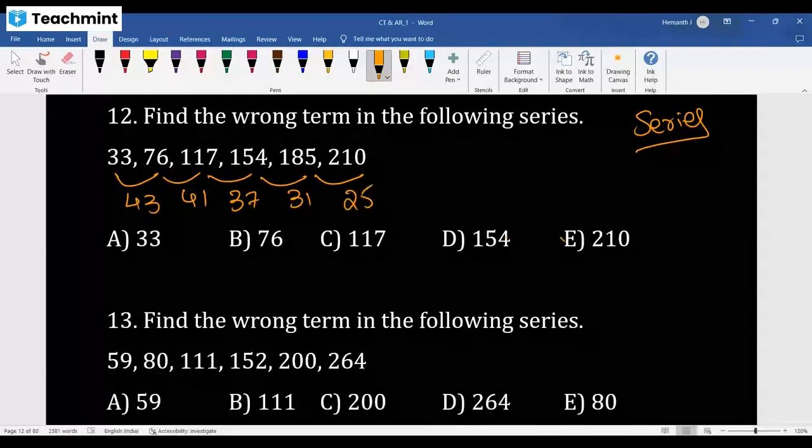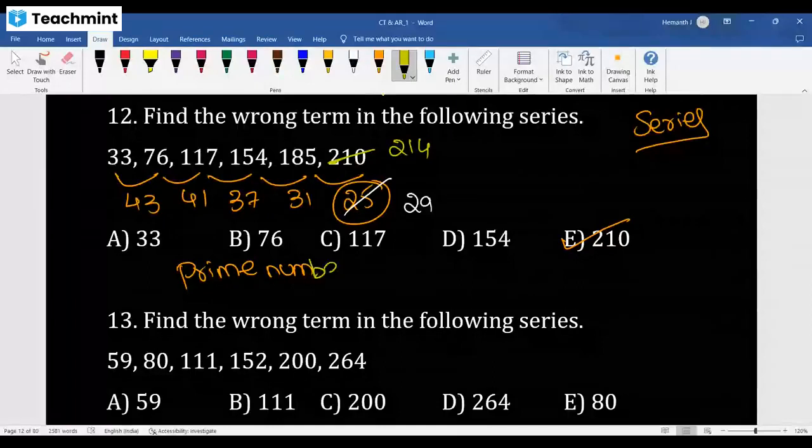So this is wrong. 210 is wrong. Differences are prime numbers actually. Difference is prime numbers. Okay, this should be 29. If this is 29, then this 210 should be replaced with 214. So wrong term is option E. The difference between the numbers is nothing but prime number, right? Not 185. Issue with the 210. 210 should be changed with 214.